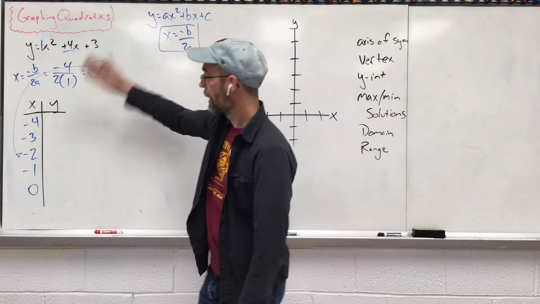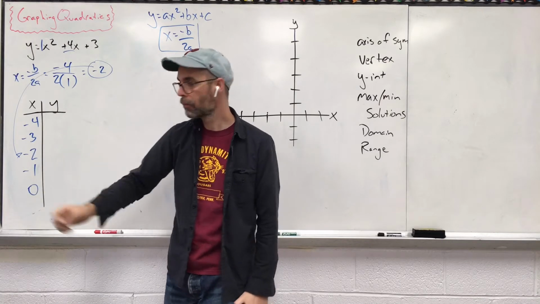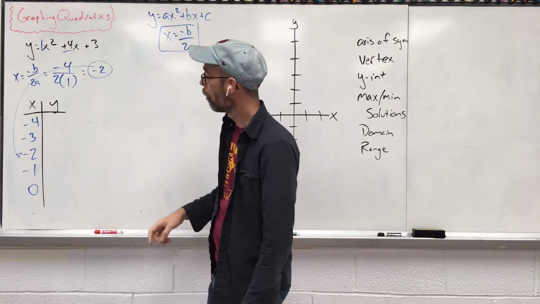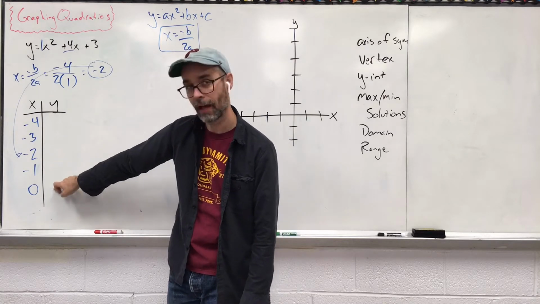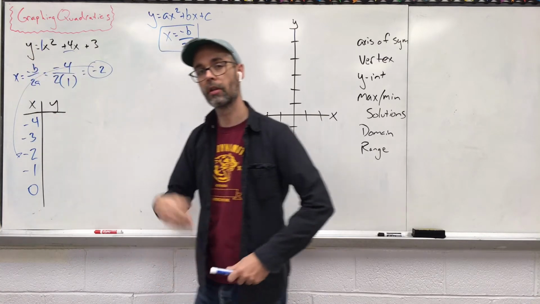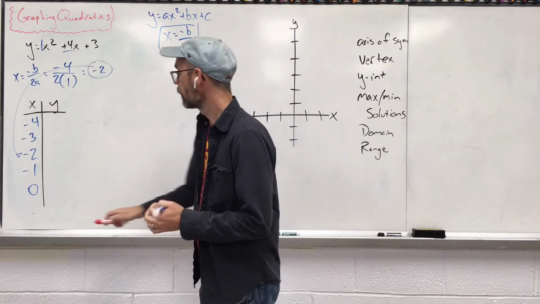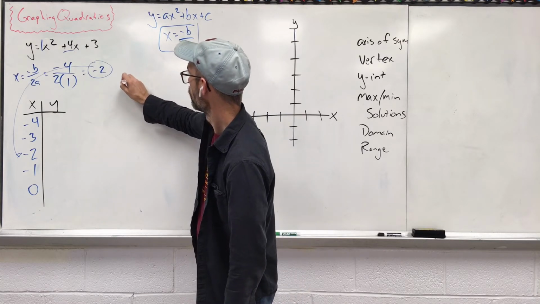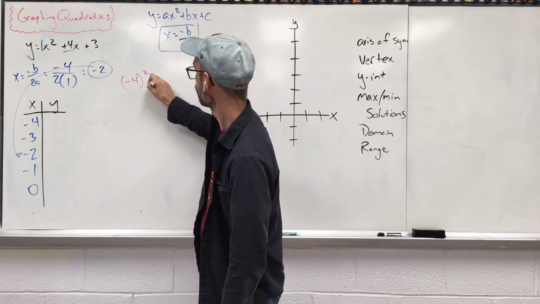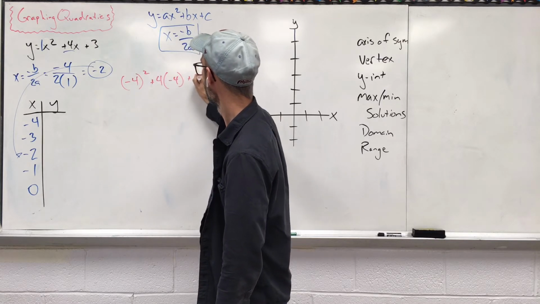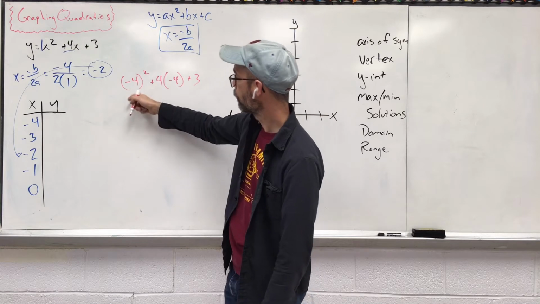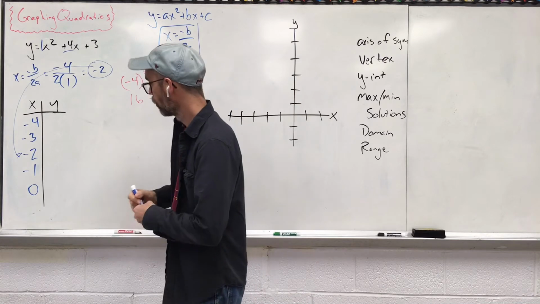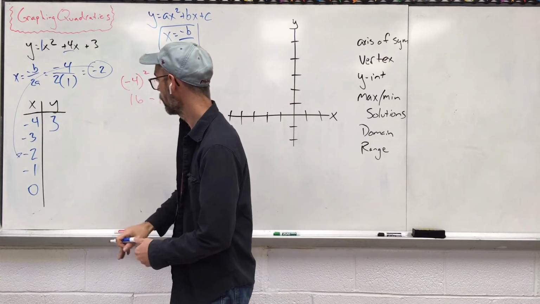So we have x values. We created half that table. We now need to find our matching pairs for the y half. What we're going to do is take each one of these x values and substitute them back into the original problem up here. So let's substitute them in and see where we go. Negative 4 squared plus 4 times negative 4 plus 3 gives us 16 minus 16 plus 3. We end up with 3.